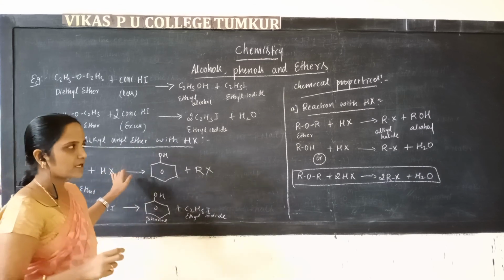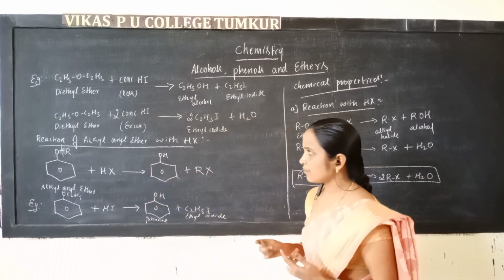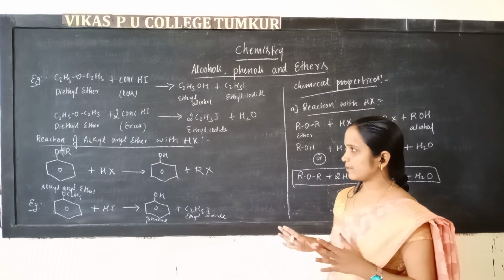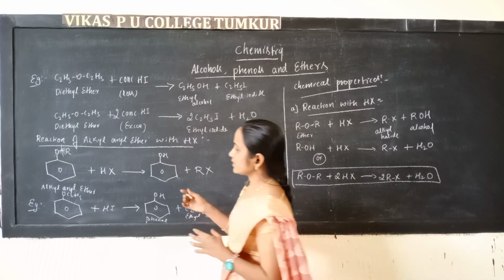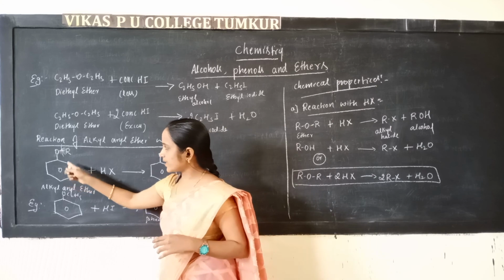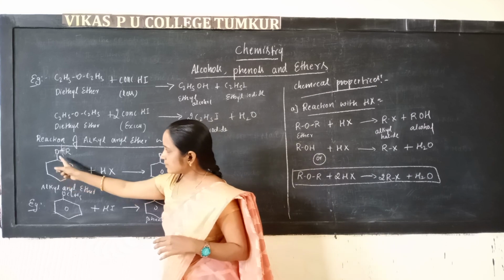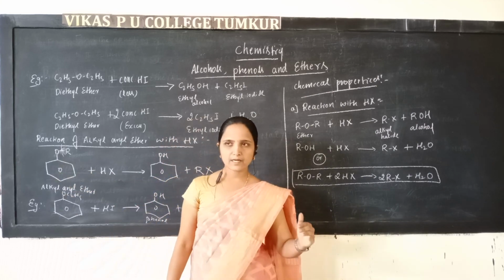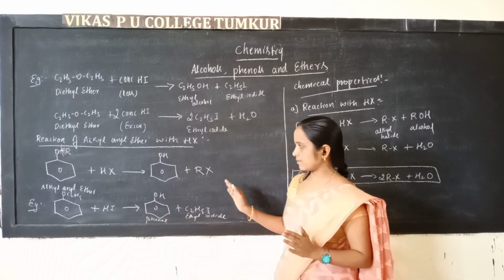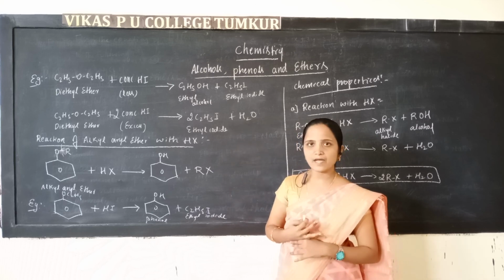This is about the cleavage of the C-O bond. The bond between the carbon and the oxygen is going to break. The reaction of alkyl aryl ethers with hydrogen halide breaks the bond between the alkyl and the oxygen group. It doesn't break the bond between the aryl and the oxygen. This is about the reaction of alkyl aryl ethers with the hydrogen halide.